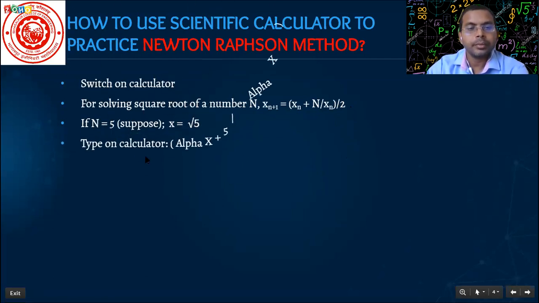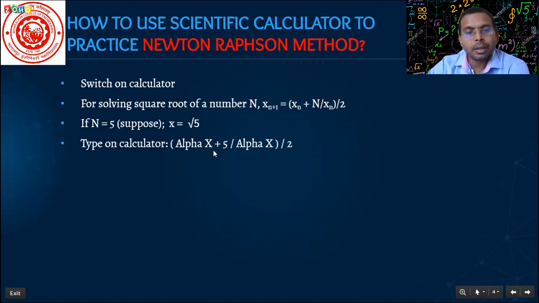So what we will do, type on your calculator alpha x. Alpha is the alphabet and x will be in red color on your scientific calculator. So first, to type alpha x, alphabetic x, you need to press first alpha, then x, then plus 5 divided by alpha x whole divided by 2. So you need to use this bracket also. So when you type this and press the button calc, it calculates this expression for different values of x.